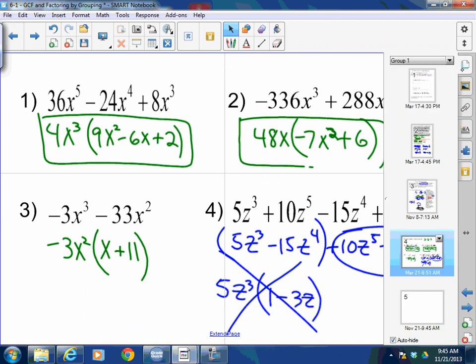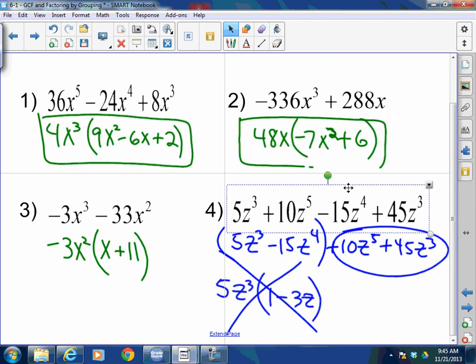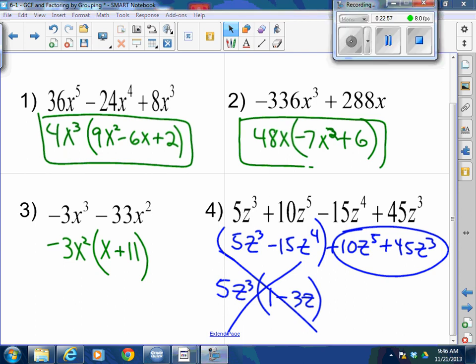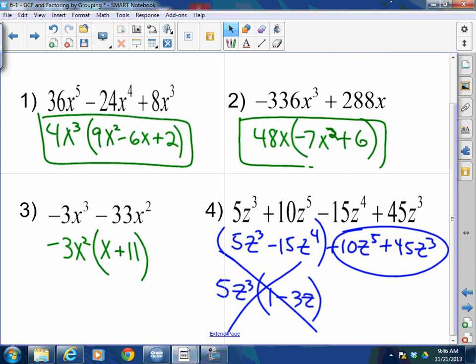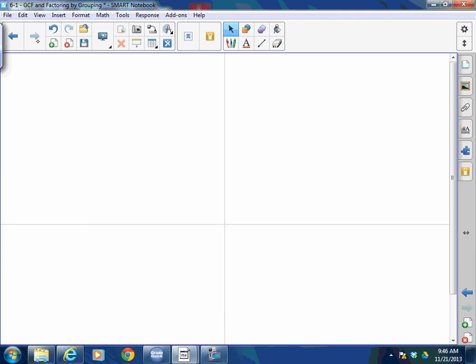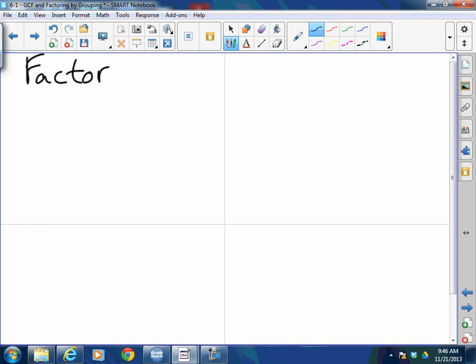Okay. Let me do 1 second. All right, guys. Let's go ahead and give you some more grouping examples, okay? I'll just say factor each. You're going to have to actually write this by hand. I know, it's crazy. All right, so let's do this.